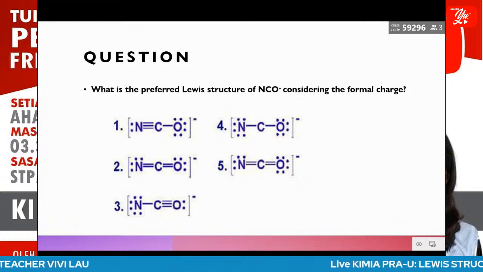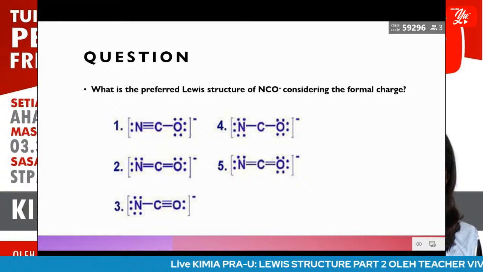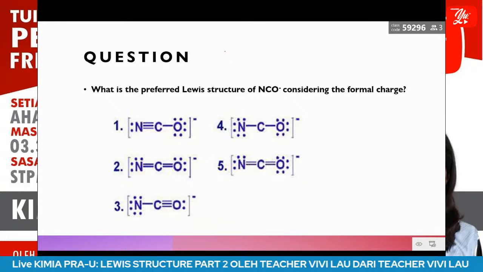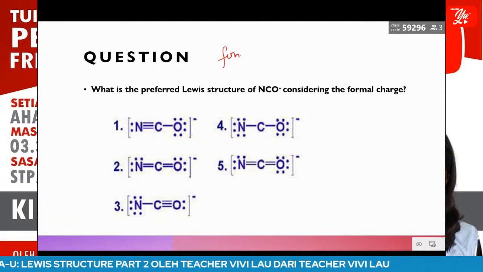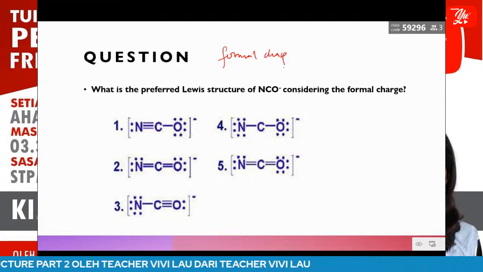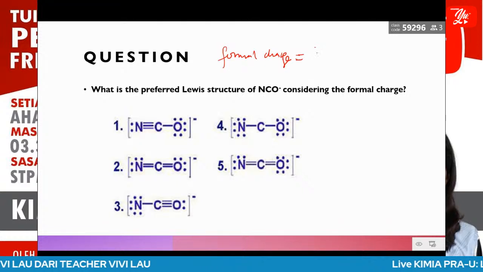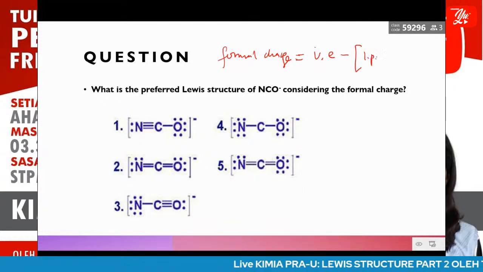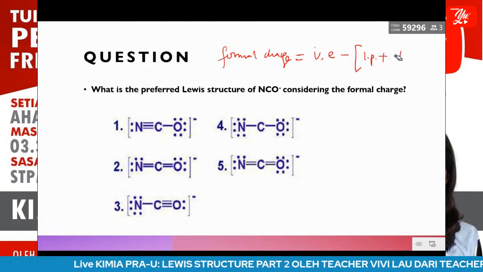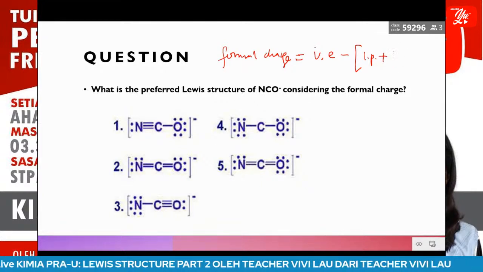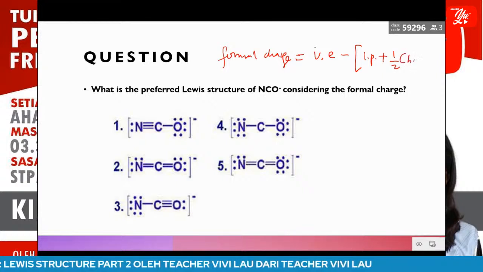Teacher Vivi Lau, maybe you can give a clue on how to write the formal charge. Okay, so I give you the formula again. Formal charge formula: valence electrons minus the lone pair electrons plus half the bonding pair electrons.